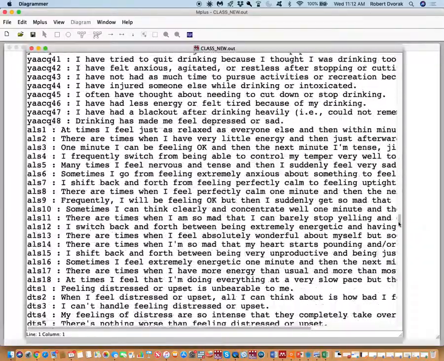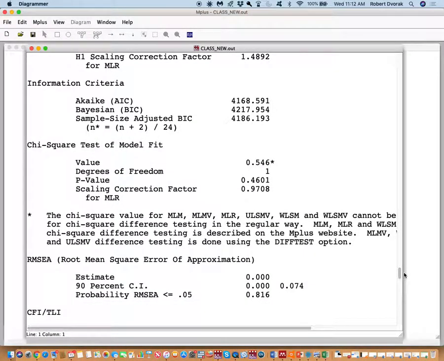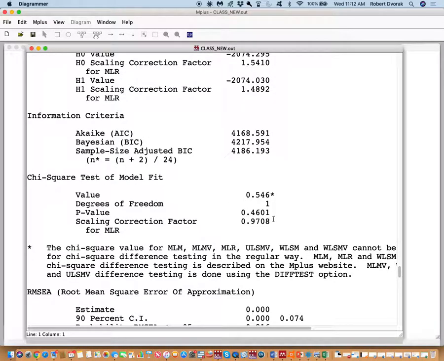We scroll down. We should get fit indices this time, actually. We have a single degree of freedom, a chi-square that is pretty close to 0. What does that tell us? Model's got pretty good fit, right? Of course, 1 degree of freedom. It's hard to really judge that.